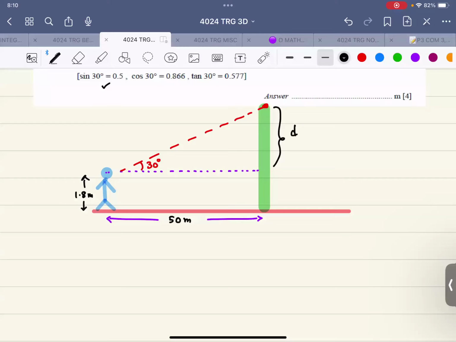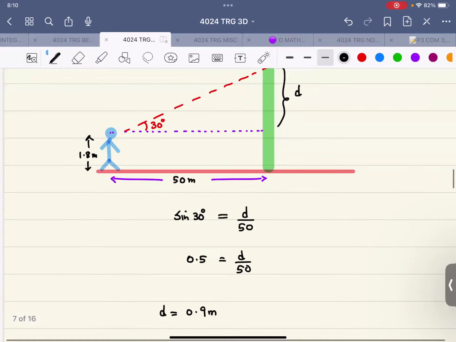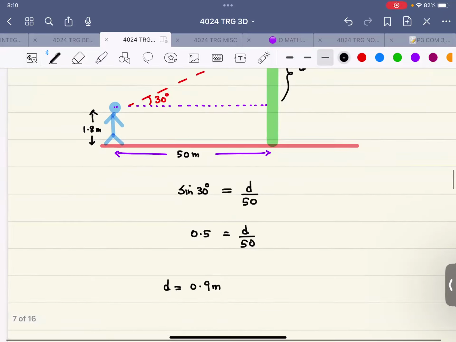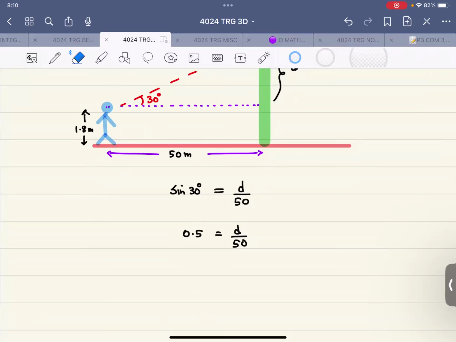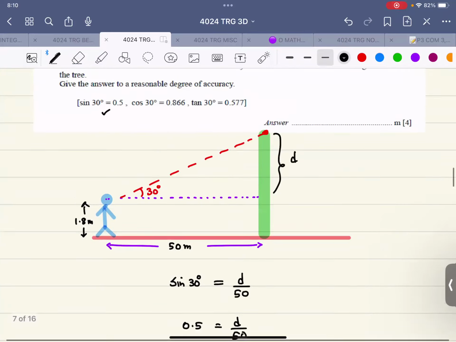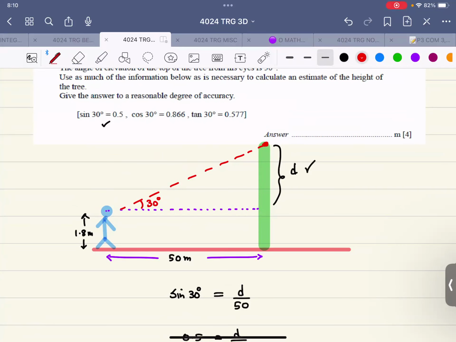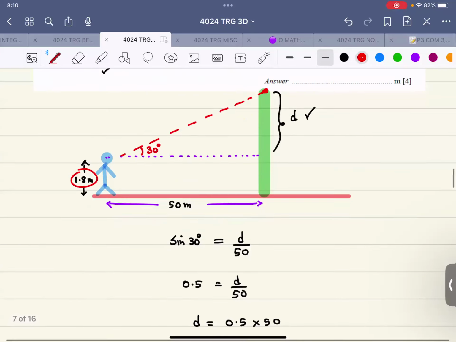So now let me do the calculation. Sine of 30 degrees is equal to D divided by 50. Sine of 30 is half. That is D over 50. So therefore, this value of D comes out to be 0.5 times 50, which is 25 meters. So this D is 25 meters. This is found, but don't forget to add this 1.8 to it.